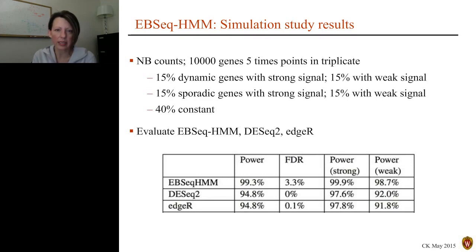And we can see power is pretty good for all of these methods. It's very comparable when the signal is strong. EB-seq HMM has a slight advantage when the power is weak. So by accommodating dependence over the ordered conditions, we have a slight advantage in identifying genes that are changing, but just changing a little bit, but they're changing consistently.